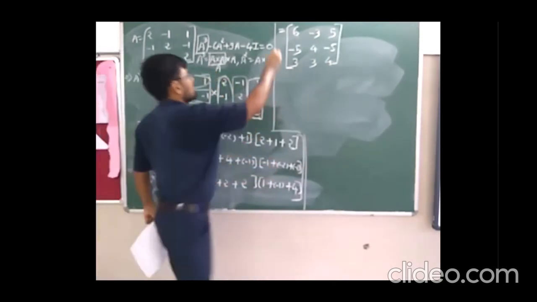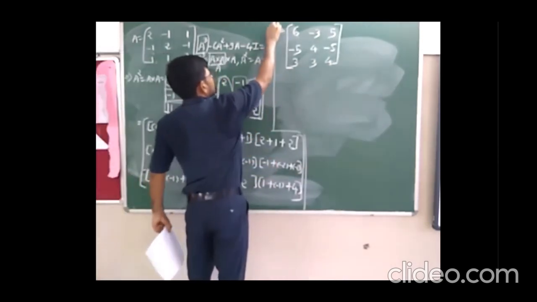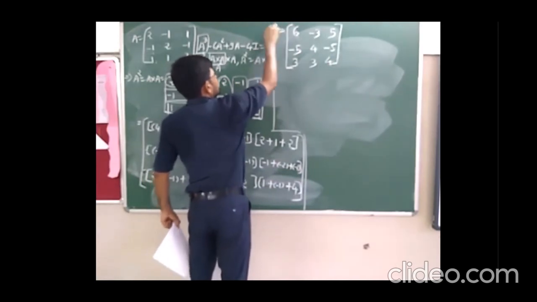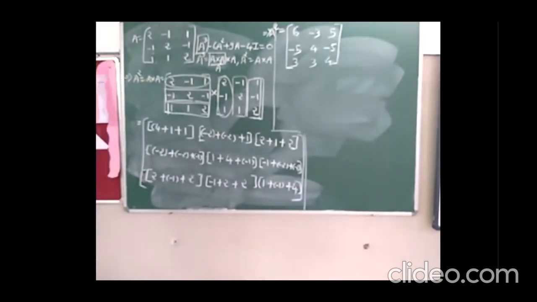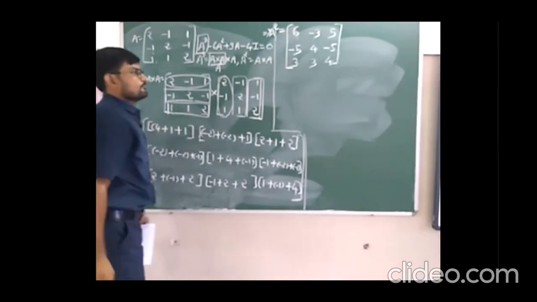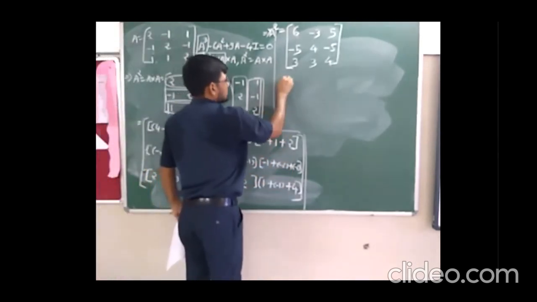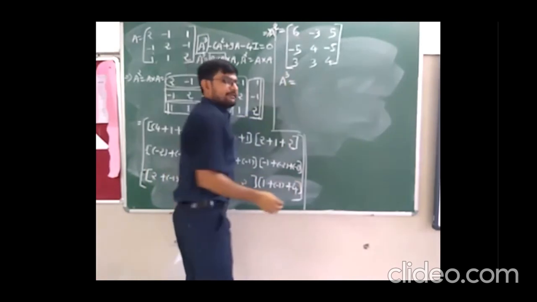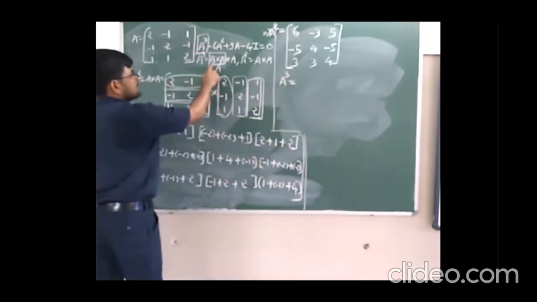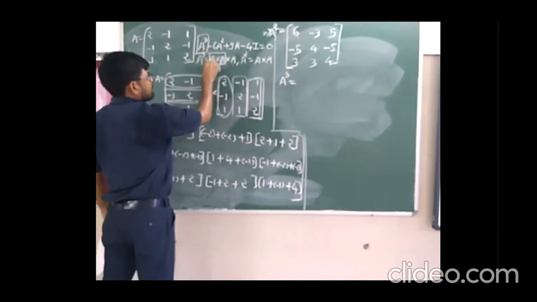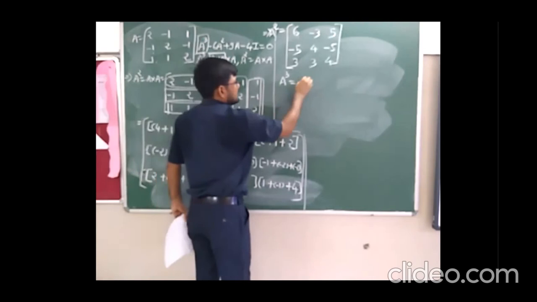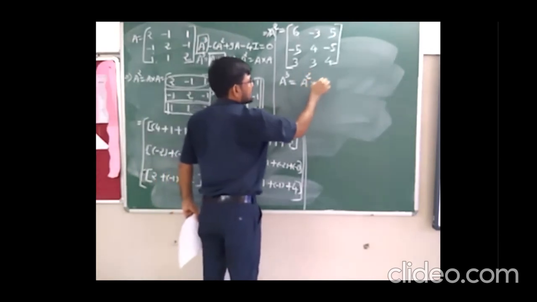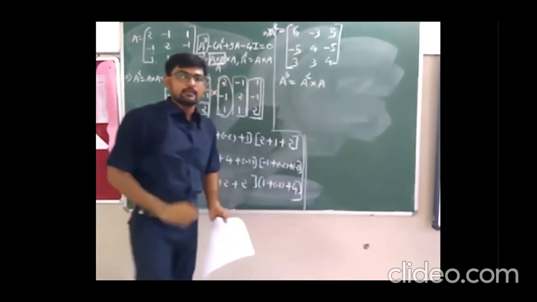So this is the answer of a square. Okay. Then after we'll find a cube. So how can I find a cube? A cube is a into a into a. We already found a into a. So again, a into a is what? A square, and a square into a will be a cube.